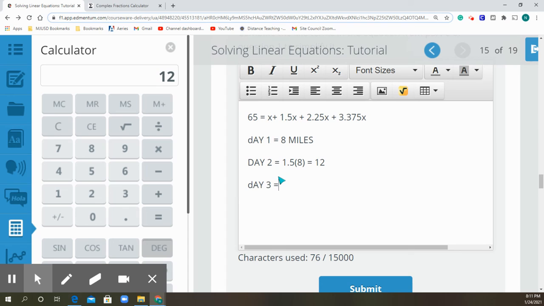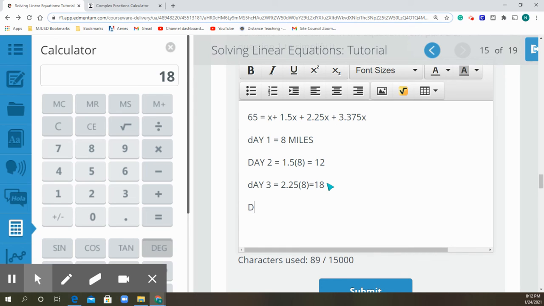Day 3 equals 2.25x, which, if we then put 8 there, 2.25 multiplied by 8 equals 18. And finally, day 4 equals 3.375 multiplied by 8 equals, 3.375 times 8 equals 27.